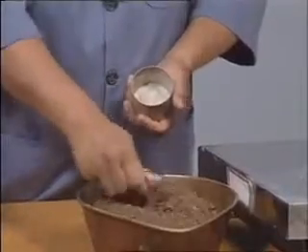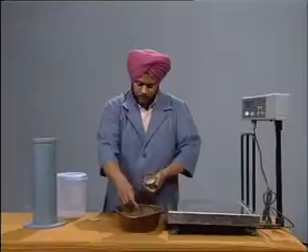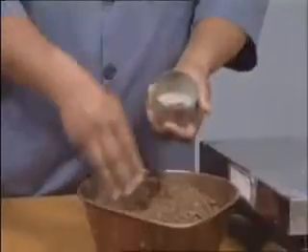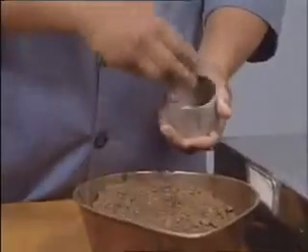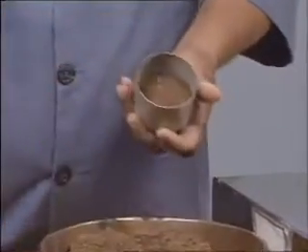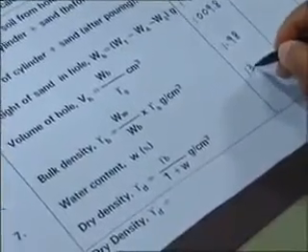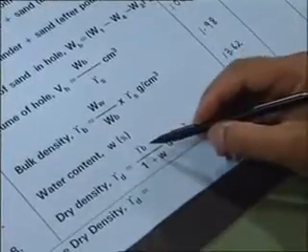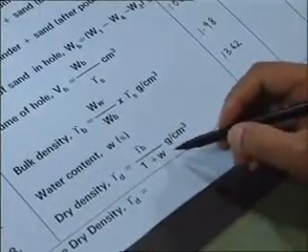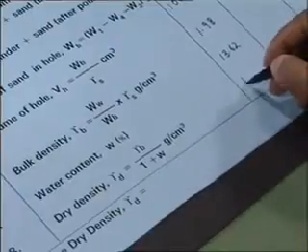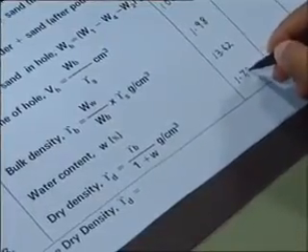Take a small soil specimen of this soil for moisture content determination as per standard procedure. Water content of this soil is 13.62%. Dry density is the ratio of bulk density divided by 1 plus water content. So for this soil it is 1.74 gram per centimeter cube.